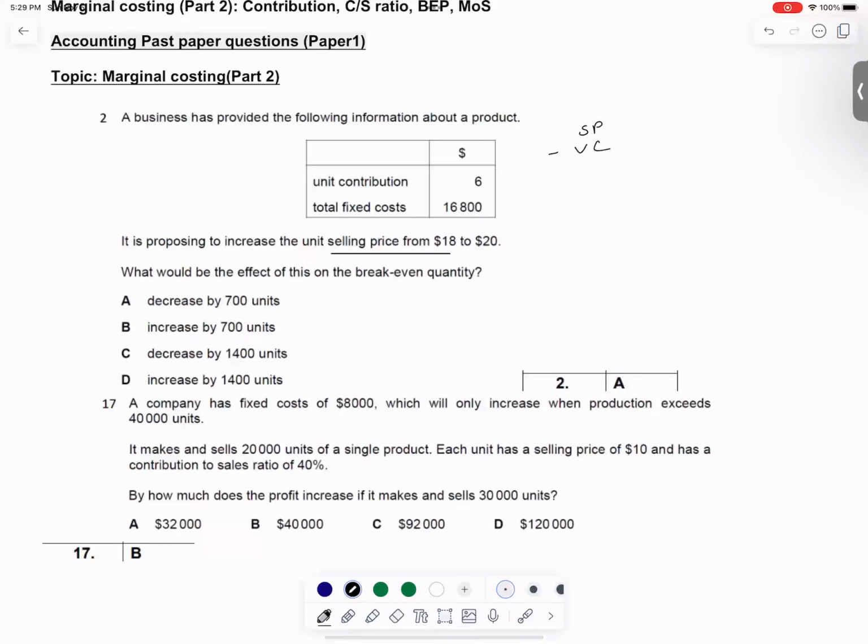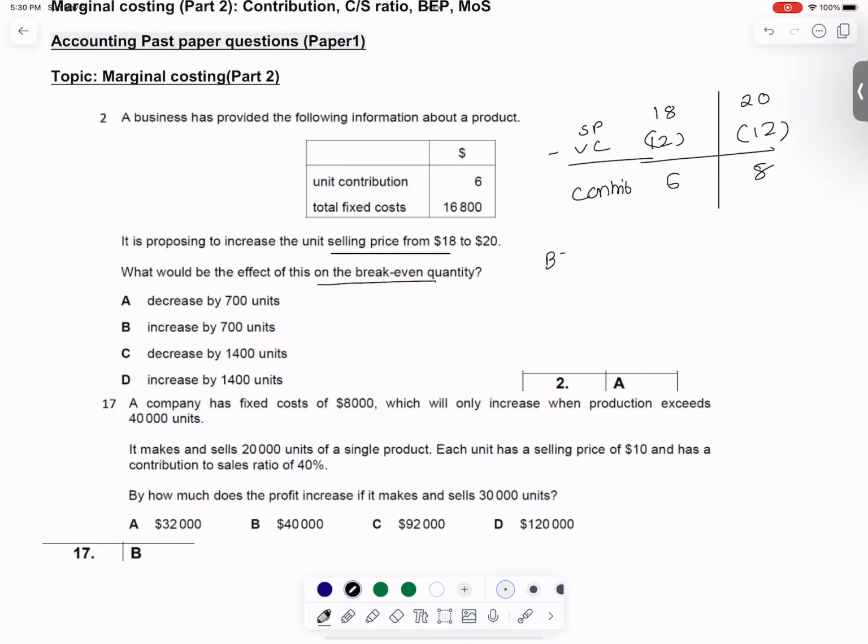Sales minus variable cost is contribution. Contribution is 6 when the selling price was 18, so variable cost is 12. It is proposing to increase the selling price to 20, so contribution will become 8. What would be the effect of this on the break-even quantity?